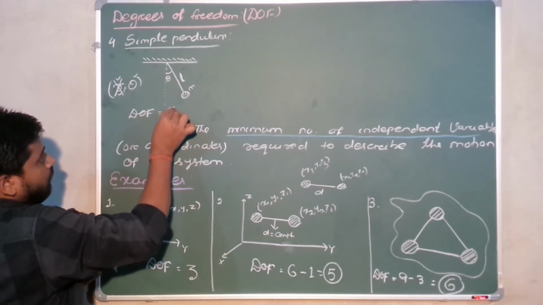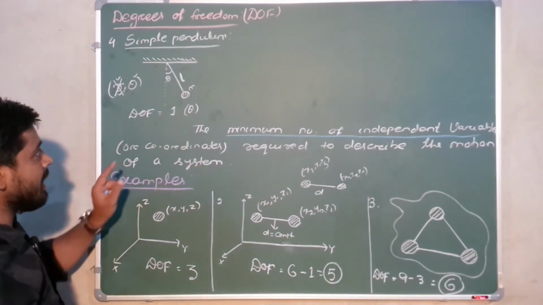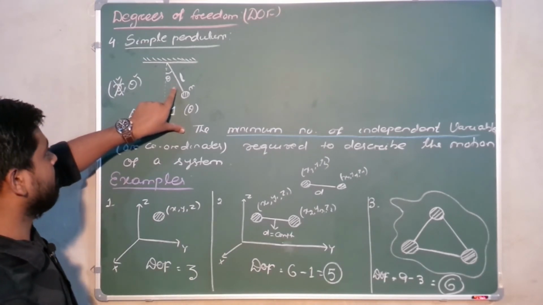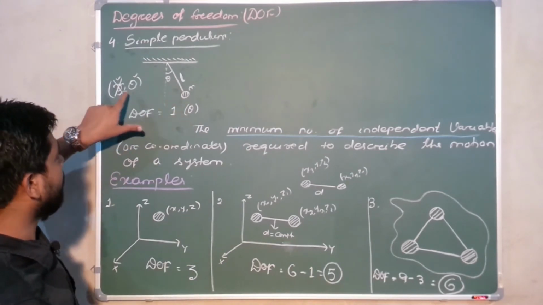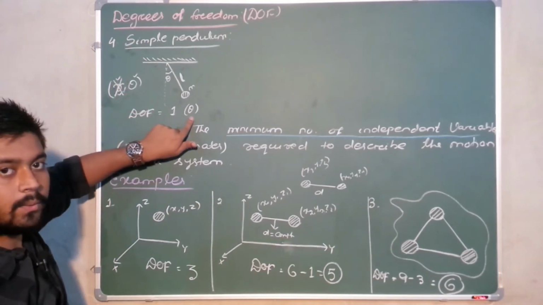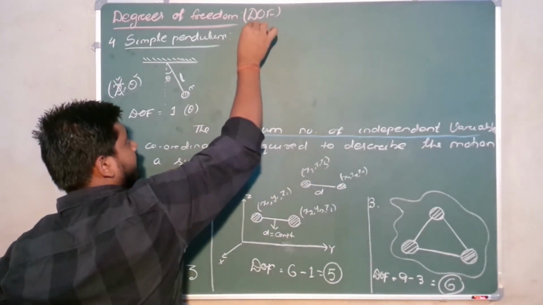The degrees of freedom here is 1, that is theta. Yes or no? As L is constant, we can subtract 1 from the degrees of freedom. From r and theta, r is eliminated and only theta is left. Yes or no? Degrees of freedom is 1. Then take another example.